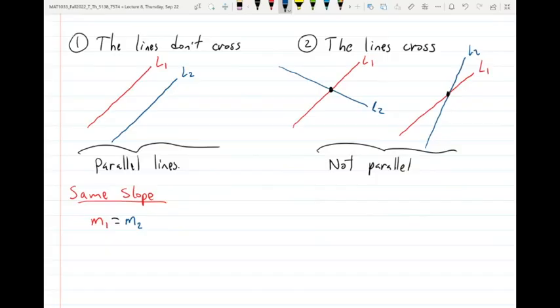And over here, they are crossing because they are not parallel. In other words, they don't have the same direction. So what does that mean in particular? That the slopes are different, right? So different slopes.